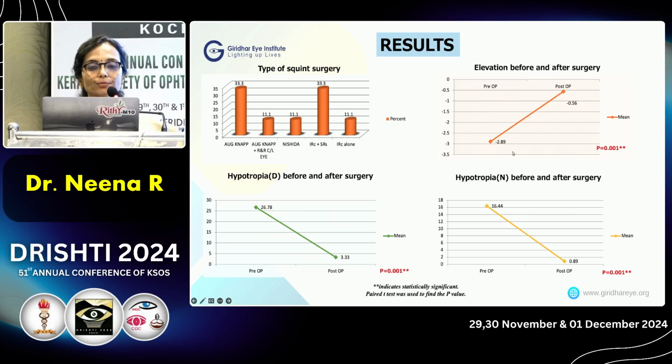If you look at the improvement in the elevation, you can see it improved very well from minus 2.89 pre-op to minus 0.56 post-op, and the hypertropia for distance fell from a mean deviation of 26.78 to 3.3 post-op, and hypertropia for near also improved from 16.44 to 0.89 post-op, and all these were statistically significant with a significant p-value.